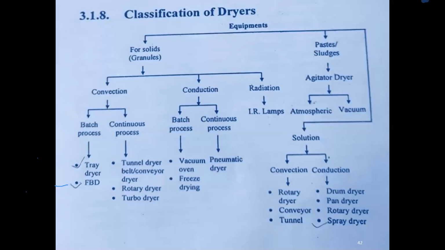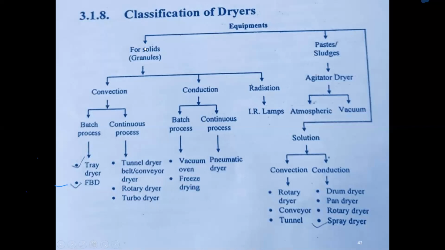Right. So these are the different classifications of the dryer. The first classification: these are the different dryers or equipment used to dry the material. This is the first category: if you want to dry solids, or if you want to dry some paste or some slurry, how can we dry it and which instrument can we use for that?